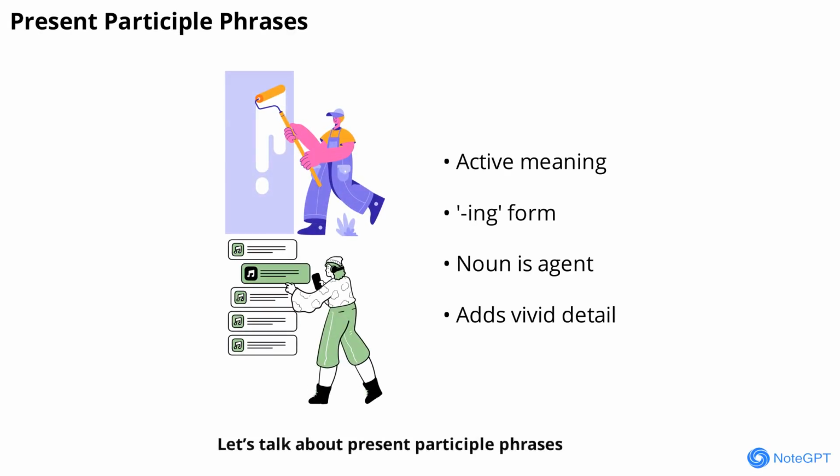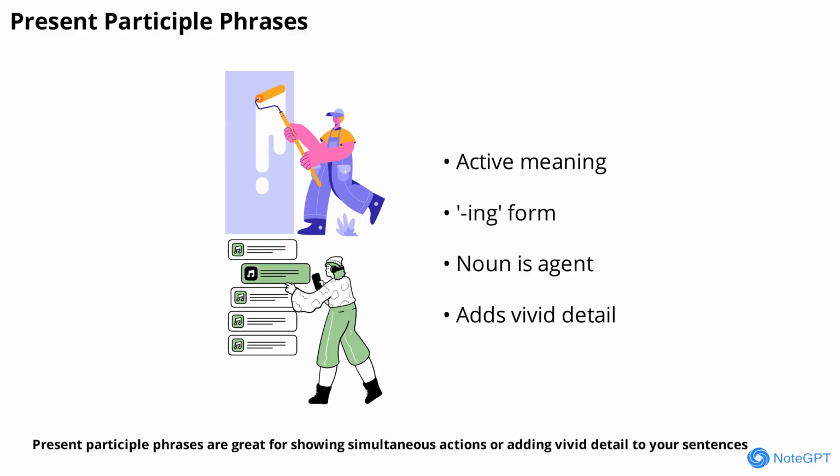Let's talk about present participle phrases. These use the ing form of a verb and give the clause an active meaning. That means the noun being modified is the one doing the action. For example, "Singing in the shower, I was oblivious to the doorbell ringing." Here, I am the one singing. Another example, "James, hiding under the bed, was completely silent." James is the one hiding. Present participle phrases are great for showing simultaneous actions or adding vivid detail to your sentences.